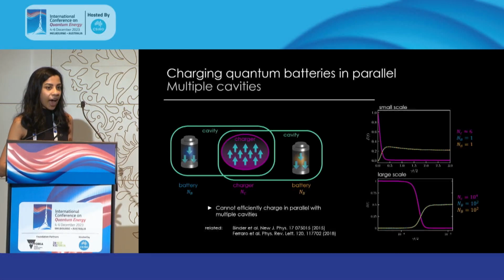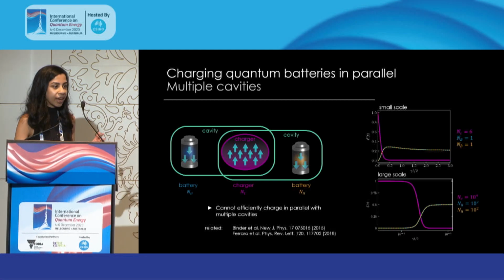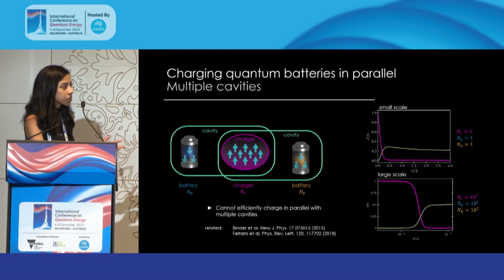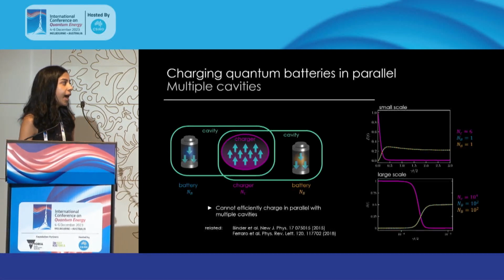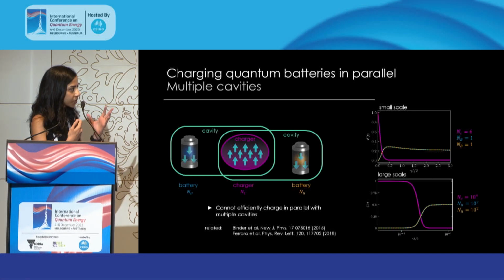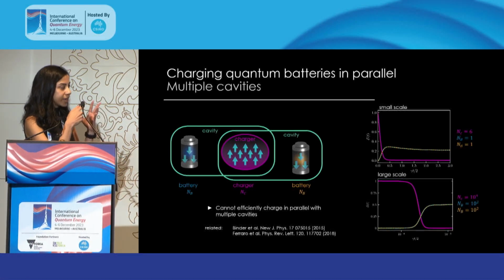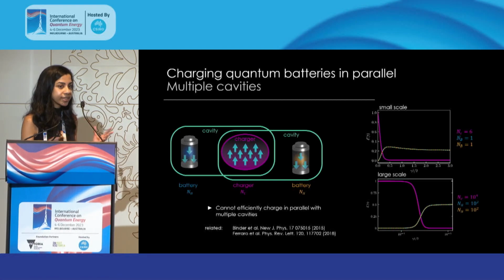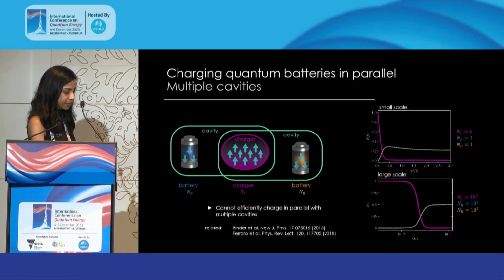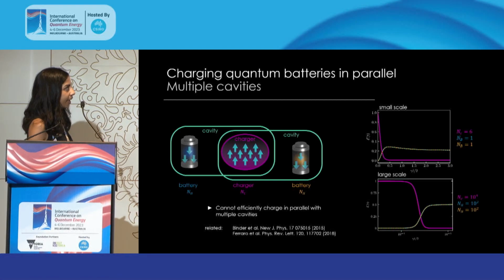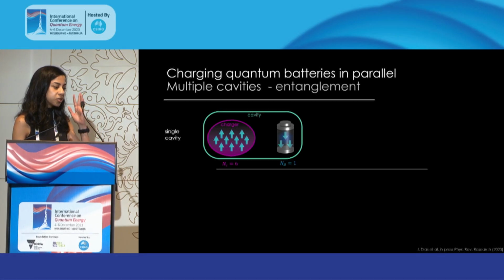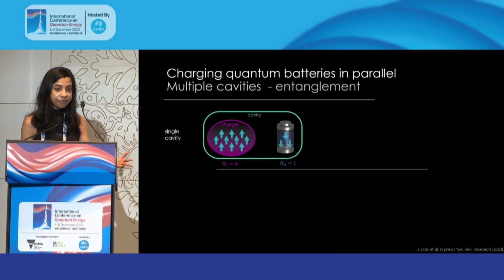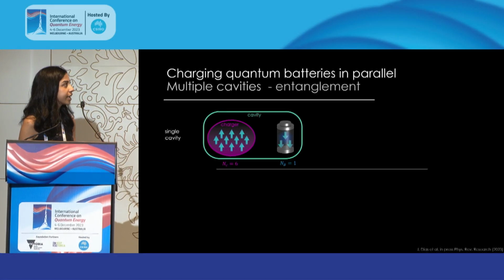And this is sort of reminiscent of these other nice works, which also look at charging in parallel with multiple cavities. But so in here, we are still seeing the collective speed up, but we're not seeing efficient energy transfer. Okay, so I'm also interested in the entanglement and how we can look to the entanglement as sort of an artifact of efficient charging.